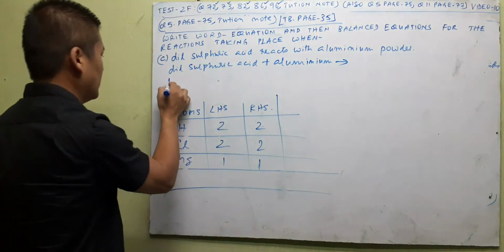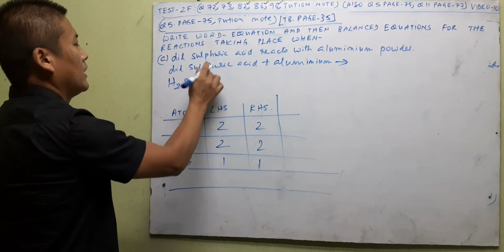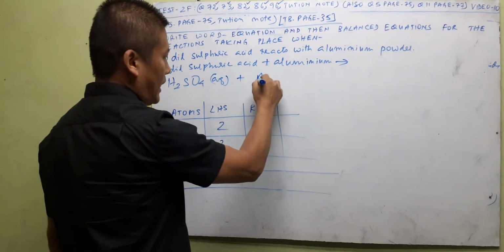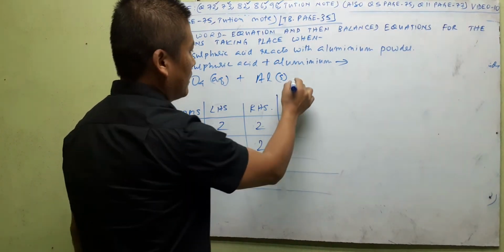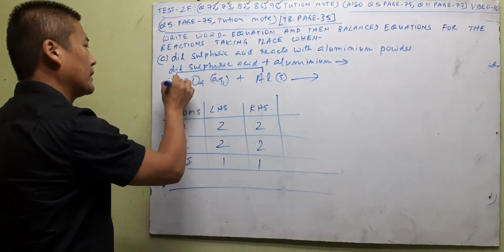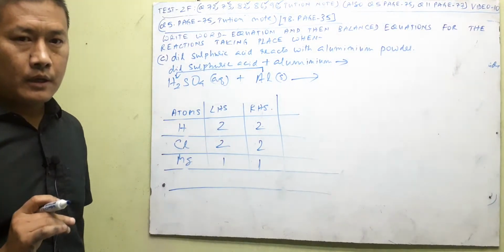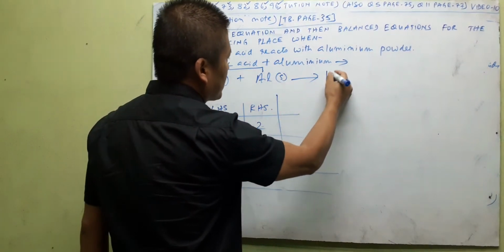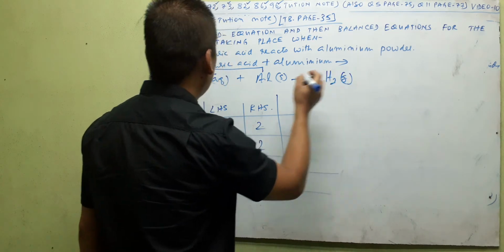Let us see. We know the formula of dilute sulfuric acid is H2SO4. Aluminum is Al, which is a solid. Now go and check page 47 of your textbook again. Aluminum is surely a metal above hydrogen. Check. Yes. So here it will be more reactive, so it will easily push out the hydrogen gas. It will come out and take its place.